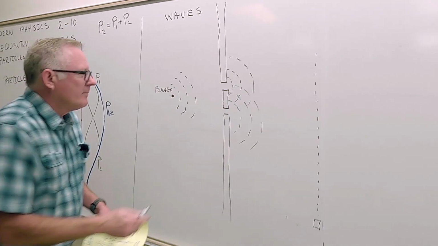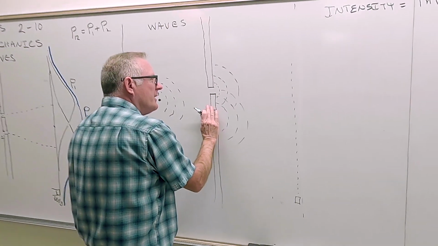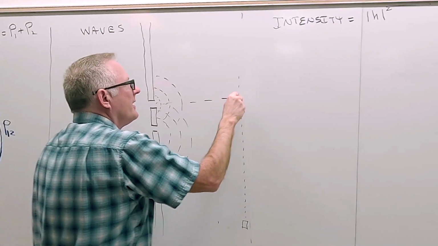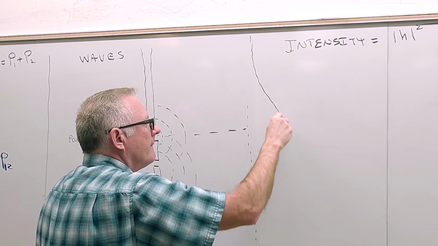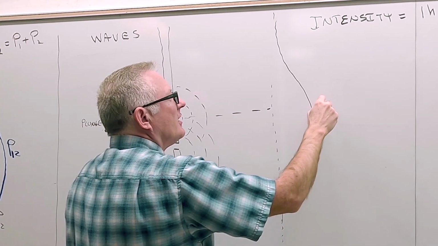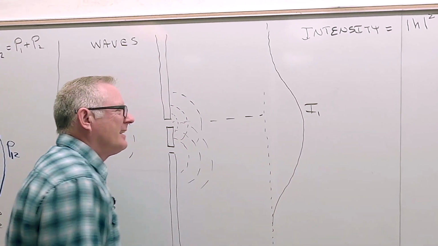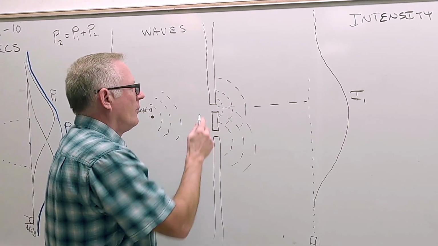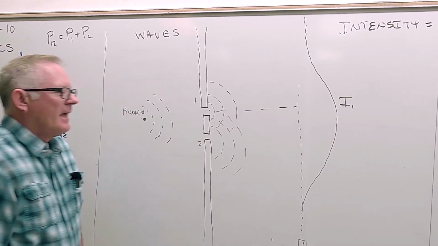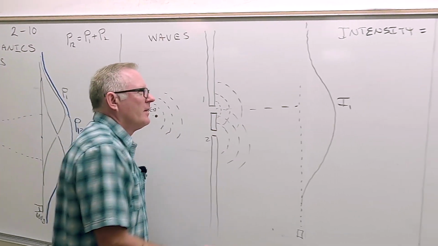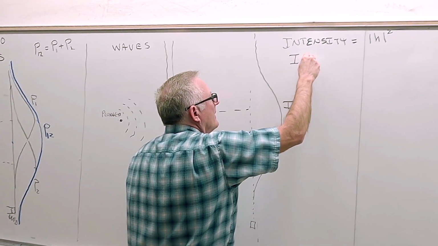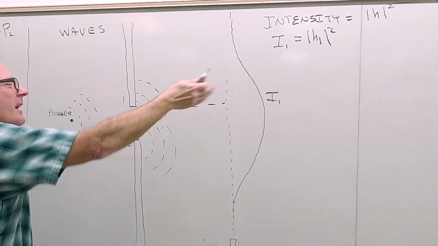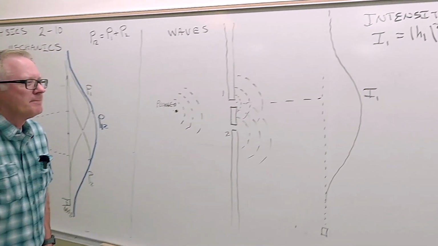Okay, well, if I close off this one, I'm going to get something very similar to this pattern I had over here before, except this is going to be I1, the intensity with just hole 1 open. This was 1, this was 2. And I1 is equal to H1 squared, where H1 is the height due to coming through hole 1.